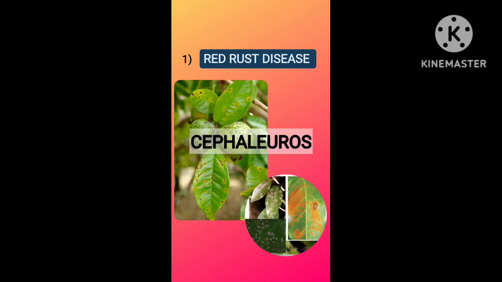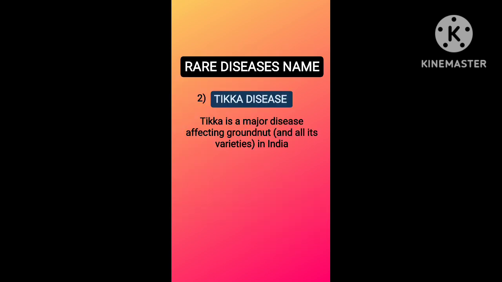And here Cephaleuros is a parasitic green algae that lives on the tea plant, which causes red rust disease in tea plants. Okay, now after red rust disease, another one is Tikka disease. Tikka is a major disease affecting groundnut and all its varieties in almost all groundnut growing countries of the world and in India as well. And here groundnut is an important oilseed crop in India that occupies the first position in terms of area and second in terms of production.